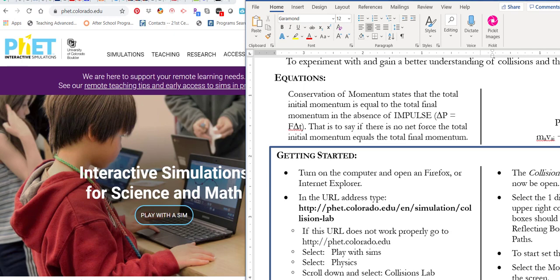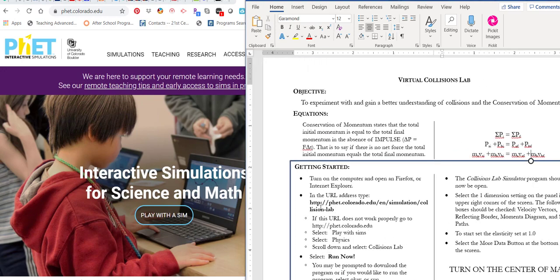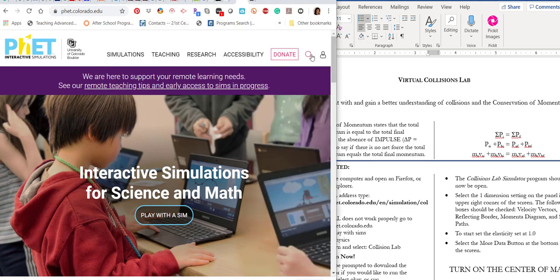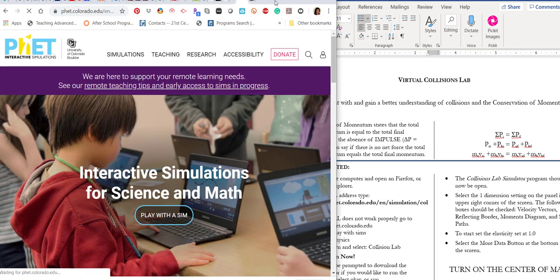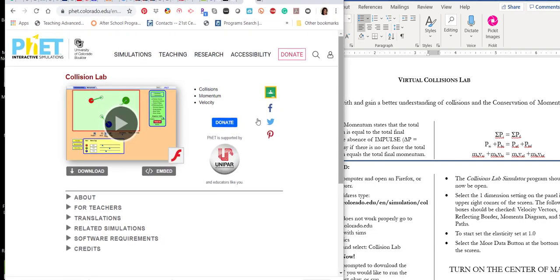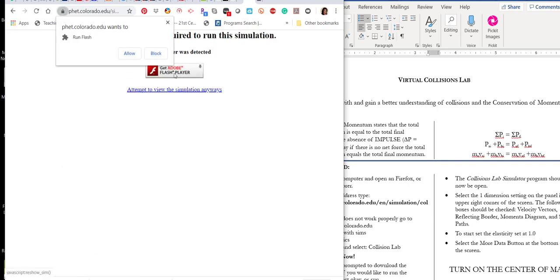All right, so here we go. I'm going to decrease this. The instructions say to go to the PhET website and scroll down to find the Collision Lab. So I'm going to do a search and type in the word collision. There should only be one. There we go, Collision Lab. Let me slide this over a little bit so y'all can see. This is the one you need to open. So I'm going to go ahead and get that open for you. Okay, allow.